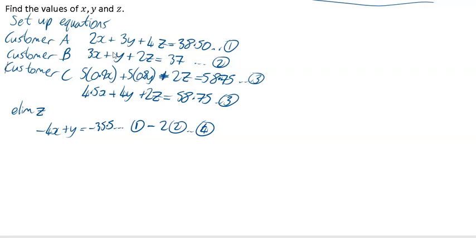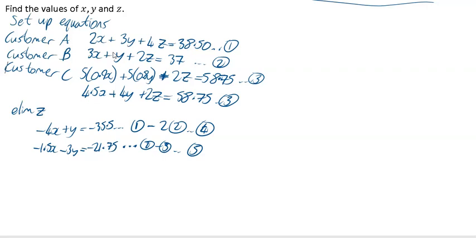Okay, a wee bit more straightforward for my fifth equation. I can just do equation 2 minus equation 3 to get my equation 5. So equation 2 minus equation 3 is just going to be minus 1.5x minus 3y, and that's going to be equal to minus 21.75.